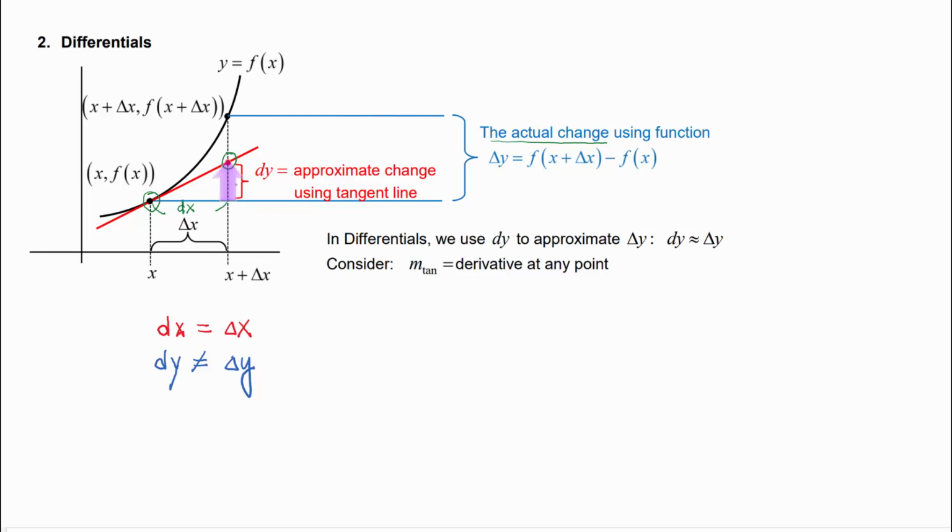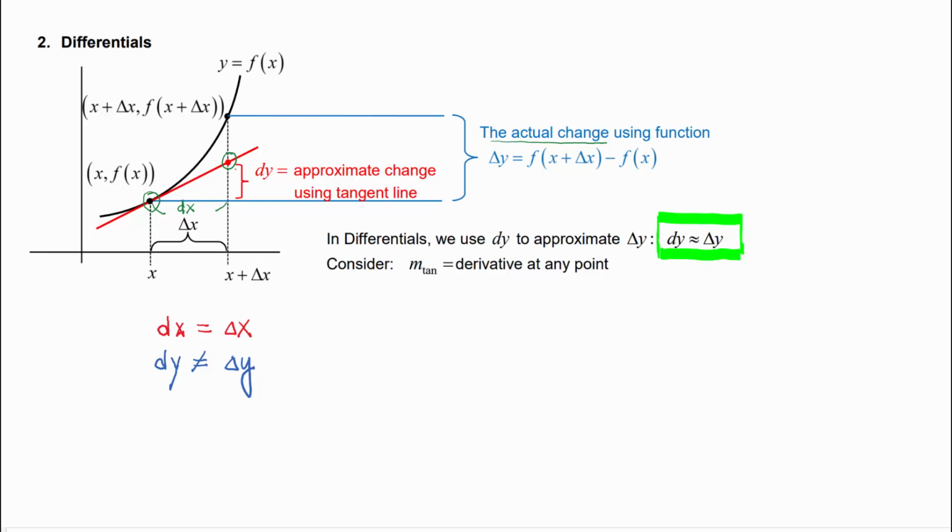They're not the same. However, in differentials, we use dy to approximate delta y, because dy is approximately equal to delta y as delta x gets smaller. So note that dy is approximately equal to delta y. So to approximate delta y, we will use dy.